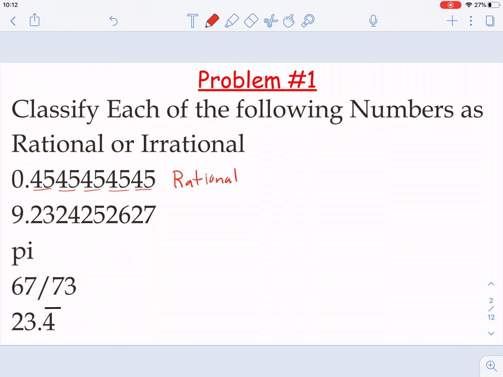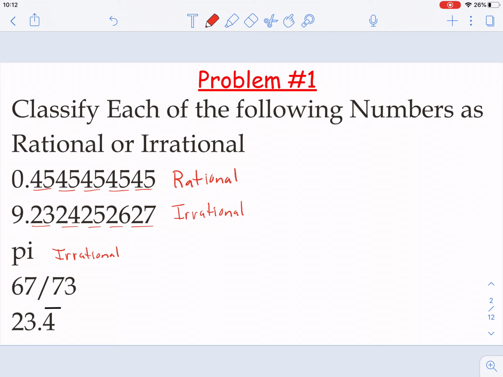The next number, 9.2324252627. If I look at that number, the 2324252627, that's a pattern, but it is not repeating, so this would be an irrational number. The next number is pi. As we learned in our chart before, pi will always be an irrational number.